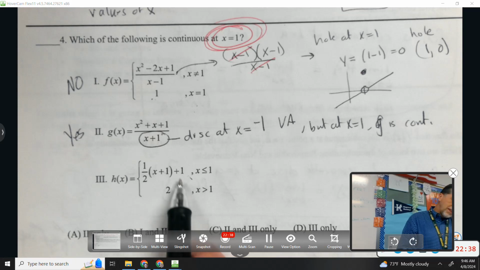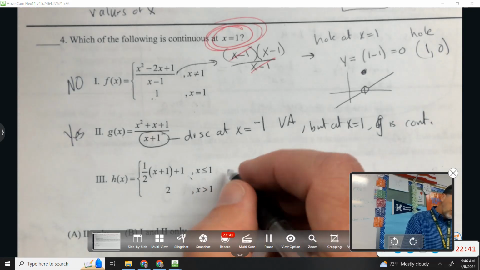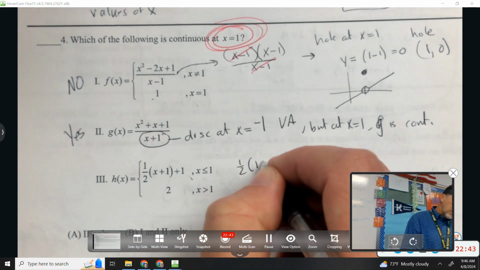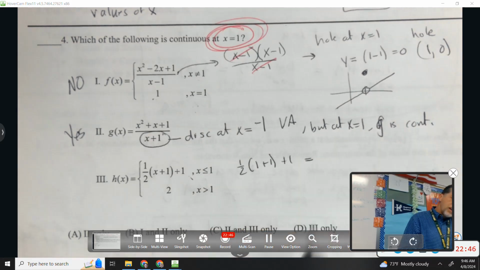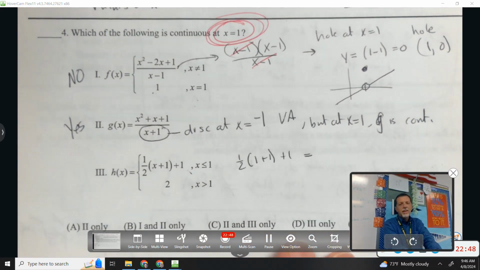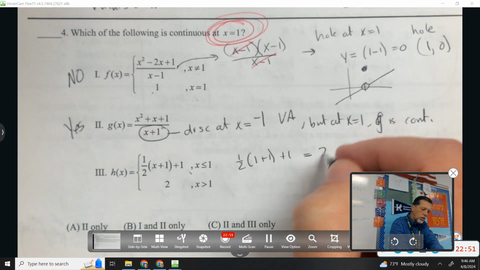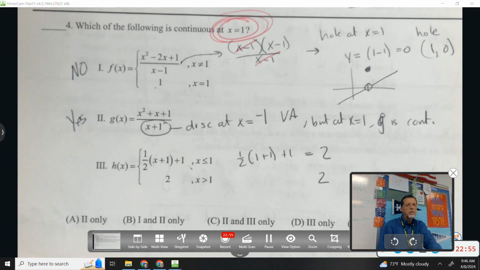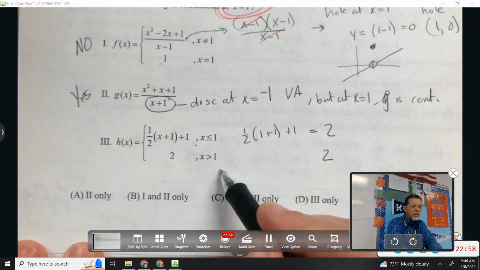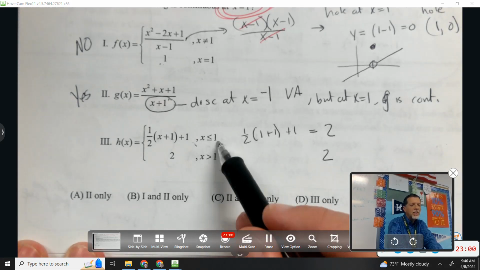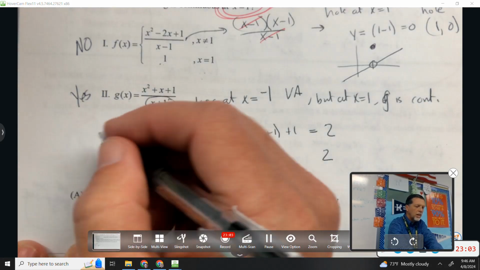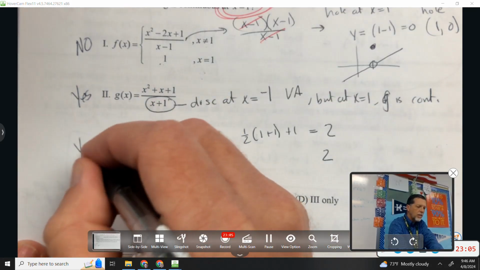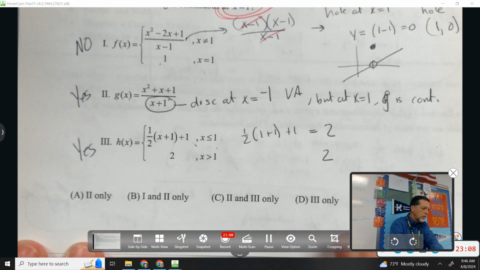And then lastly, another potential jump. Let's plug in 1. Half of 1 plus 1 is 1 plus 1, which is 2, and the bottom one is 2. So that one is continuous as well. It's a piecewise function, but they've managed to connect the pieces at x equals 1. So is it continuous? Yes. So what was the question? Which of the following is continuous? Oh, 2 and 3 are continuous.